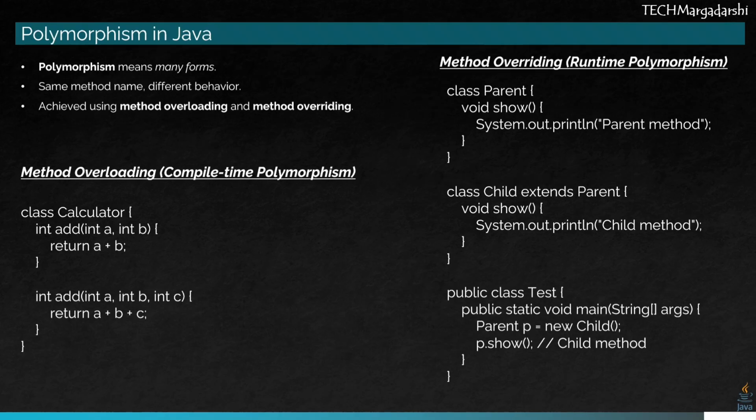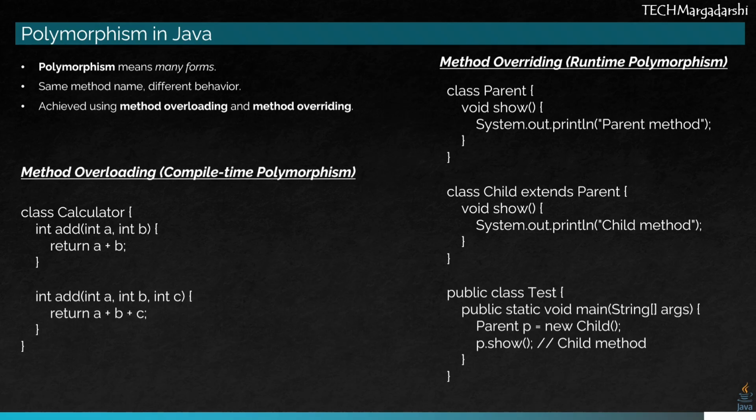Now let's understand polymorphism in Java. Polymorphism means many forms. In Java, it allows the same method name to behave differently based on the situation. Polymorphism is mainly achieved in two ways: method overloading, compile time polymorphism, and method overriding, runtime polymorphism. Let's understand both with examples: method overloading, compile time polymorphism.